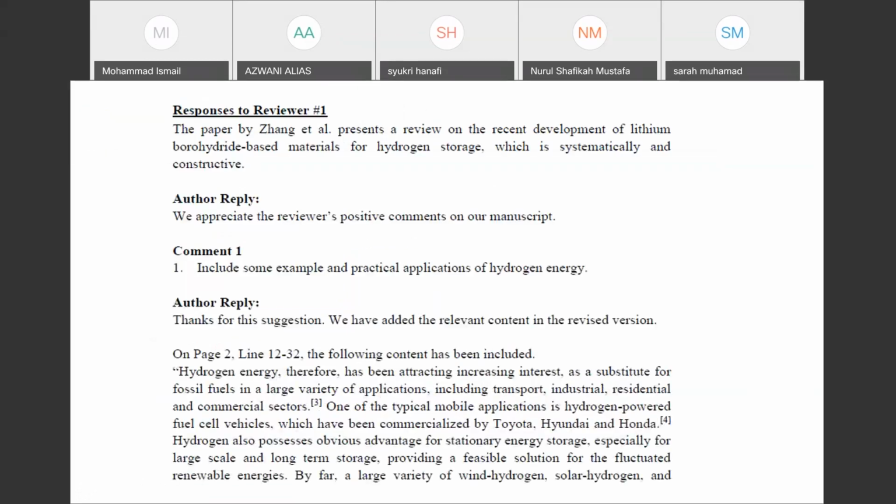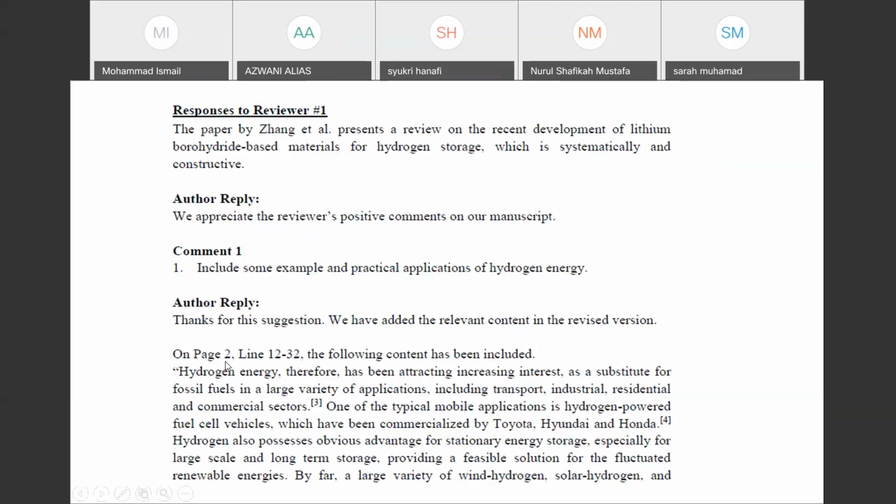Response to reviewer one. Here is the reviewer comment, and then the author reply. We appreciate the reviewer's positive comment on our manuscript. Comment one: include some examples and practical applications of hydrogen energy. You can see that the author reply is very polite. Thanks for this suggestion. We have added the relevant content in the revised version.